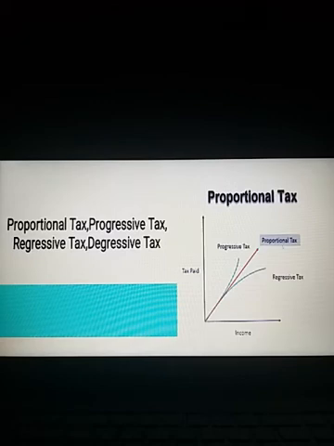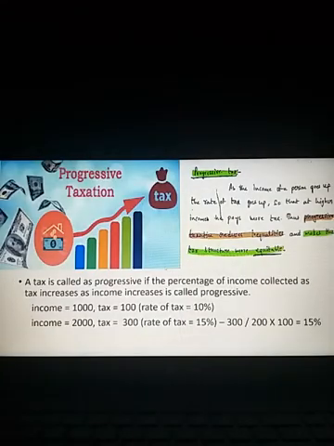Observe proportional, progressive, and regressive tax. So we need to know only the meaning of these four terms: proportional, progressive, regressive, and degressive. Let us discuss the meaning of each one of these terms with suitable examples. Observe, first let us take up progressive taxation. Before we learn the meaning, observe the first slide here.